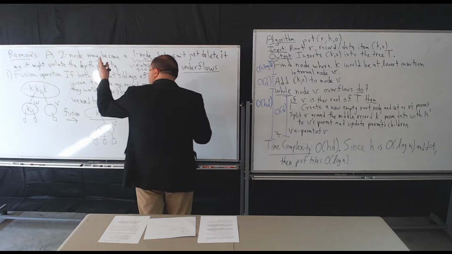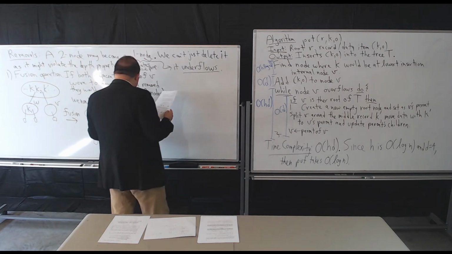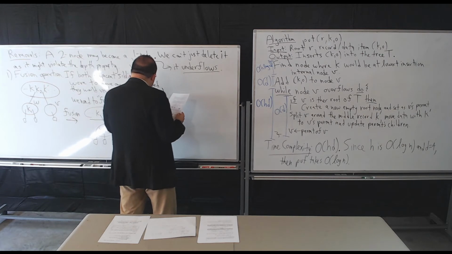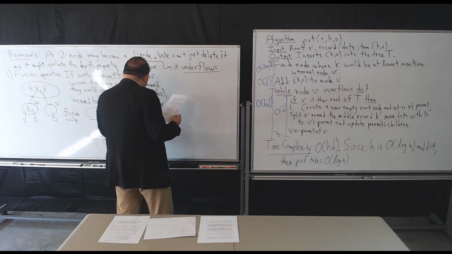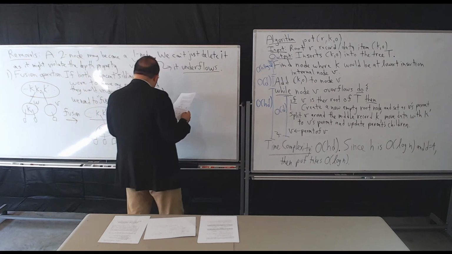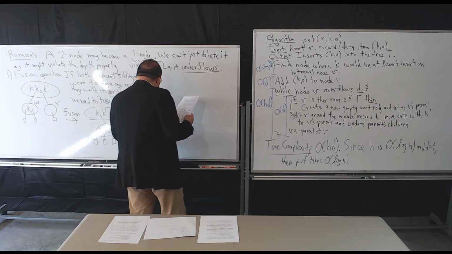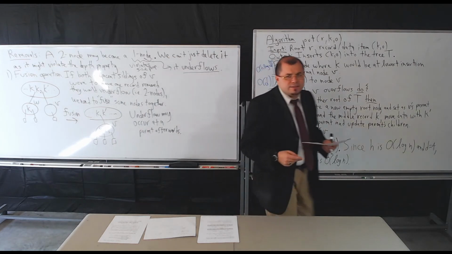Now remember, K might not necessarily exist, so underflow may occur at a parent afterwards. Why? Why would that be the case? Think about it.